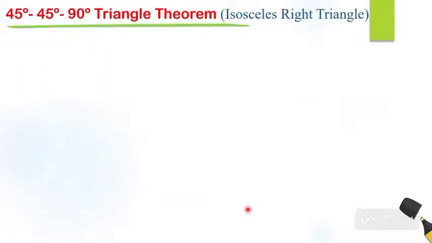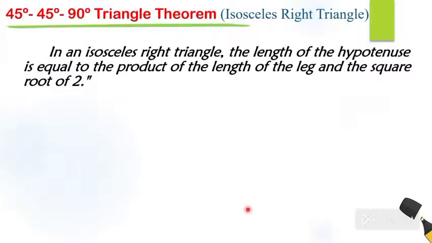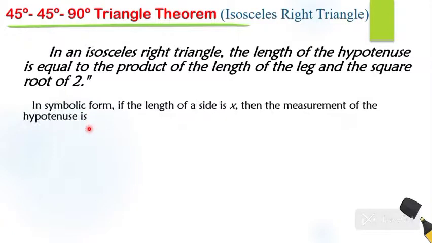We have here the 45-45-90 triangle theorem, or the isosceles right triangle theorem. It states that in an isosceles right triangle, the length of the hypotenuse is equal to the product of the leg and the square root of 2. In symbolic form, if the length of a side is x, then the measure of the hypotenuse is x square root of 2.